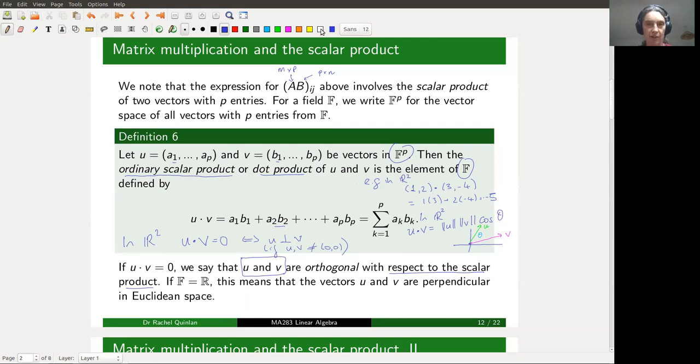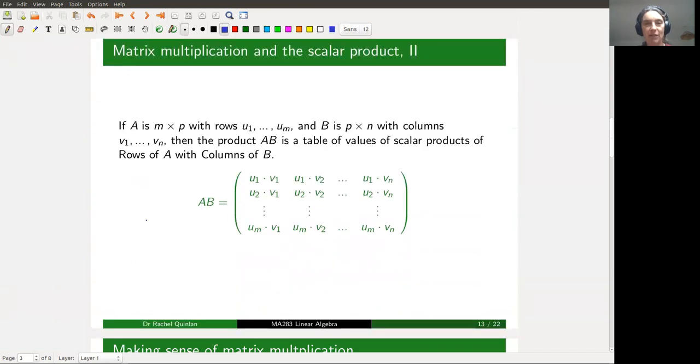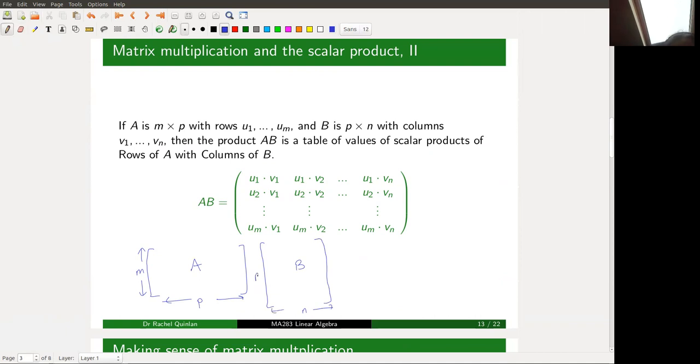Okay, why are we talking about this in the context of matrix multiplication? Well, just looking back at the content of the last slide again, if we think about it again, and we go back to our m by p matrix and our p by n matrix. So the picture here, A is m by p. So we've got m rows in A, and each of them has p entries. In B, so this is our matrix A. This is our matrix B. It has n columns, and each of them has p entries.